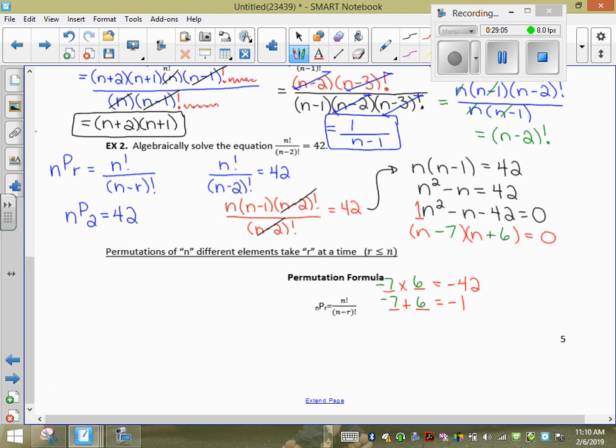And that's not the answers. We have to take both those factors, set them equal to 0, and solve for n. This is grade 11. N minus 7 equals 0. N plus 6 equals 0. Move the 7 over, n equals 7. Move the 6 over, n equals negative 6.